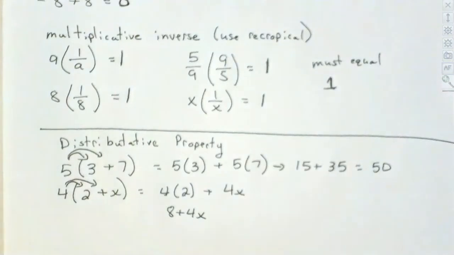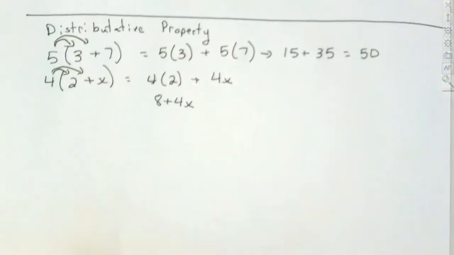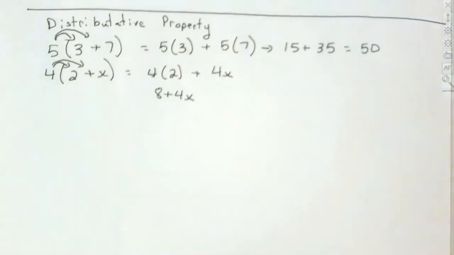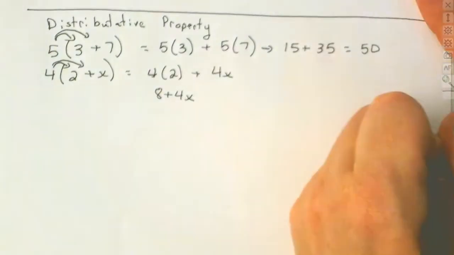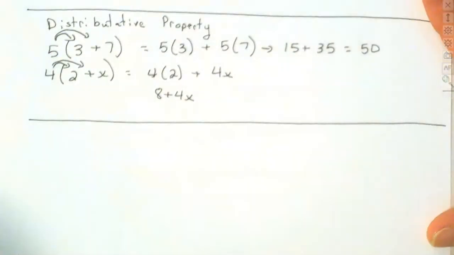Now I'm going to put several of these up, and you're going to tell me what property we're using when I rewrite it. Okay, so you're going to tell me if it's inverse, identity, the distributive property, the associative property, or the commutative property.